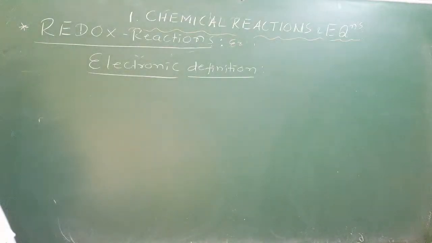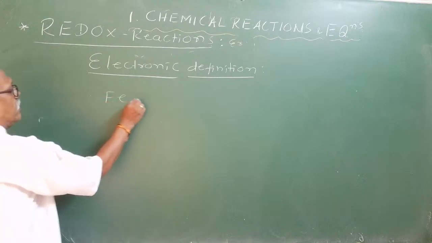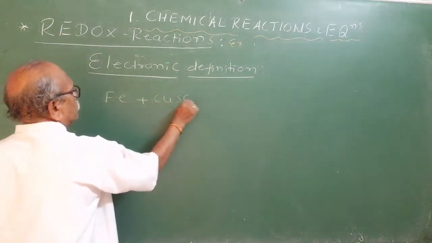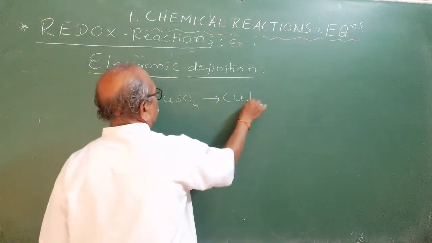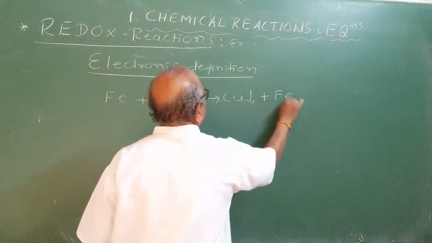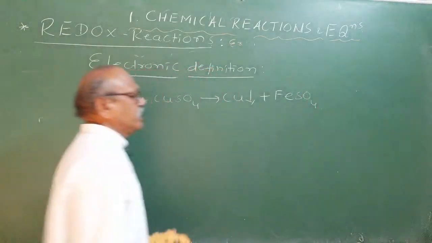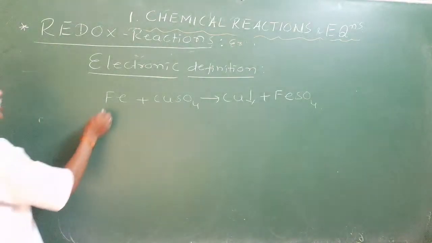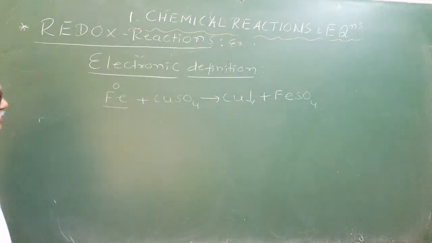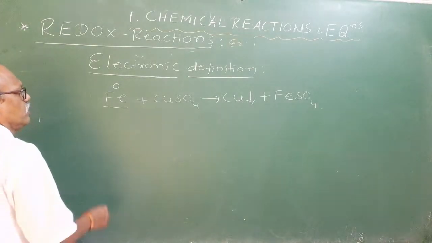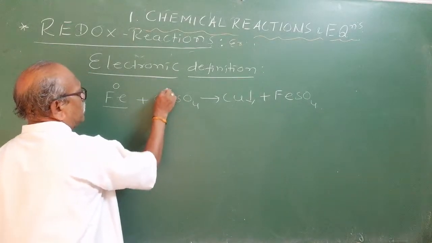See, generally, if I take the same example, when iron is treated with copper sulfate, you will get copper deposited and iron converted into ferrous sulfate. Now look at the valency of it. Generally, atoms will have valency 0. Getting me? And copper will have valency +2.